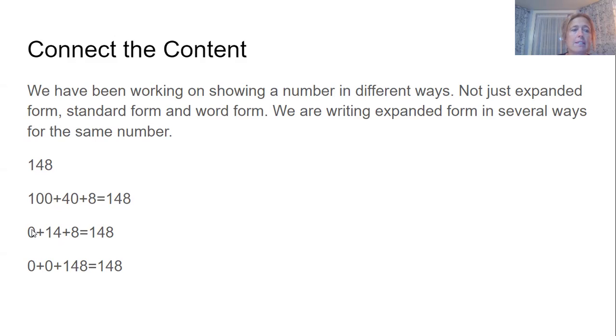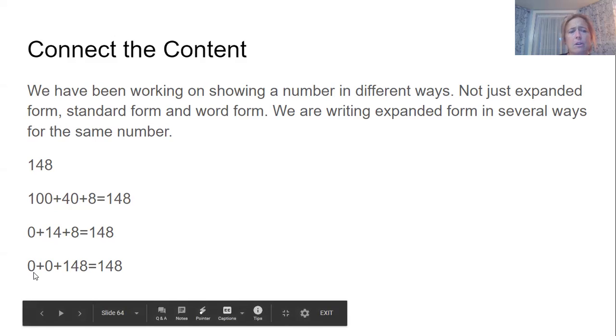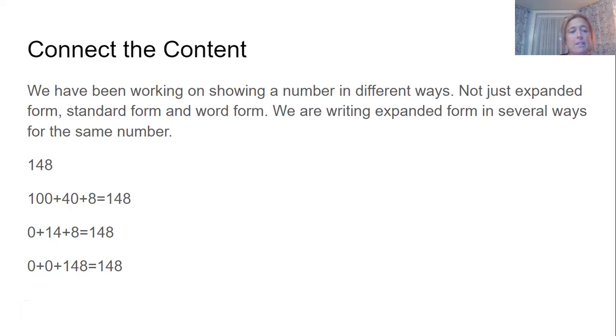We can also write it as 0 sets of 100, 14 sets of 10, and 8 ones, which still equals 148. Because if we count by tens 14 times, right, we get the 140 that we need. Also, we look at it as here's that extra 10 that we need to take out of the tens place and make a 100, okay? And we can also do it as 0 hundreds plus 0 tens plus 148 ones, okay?